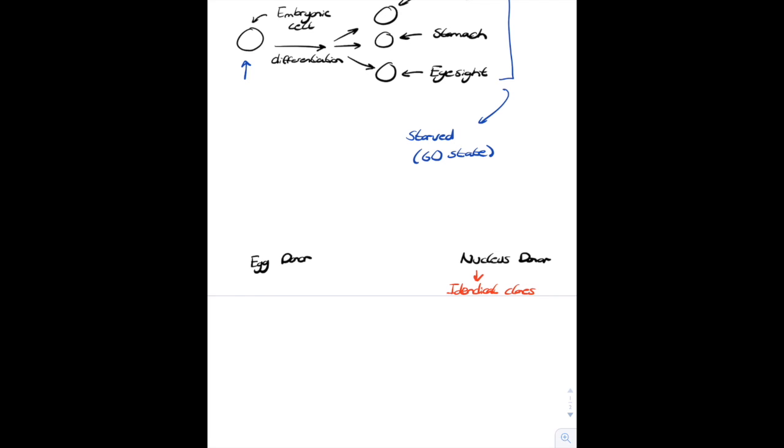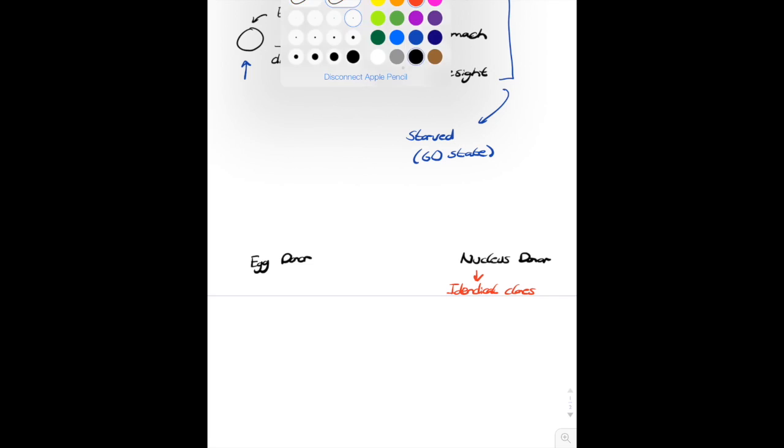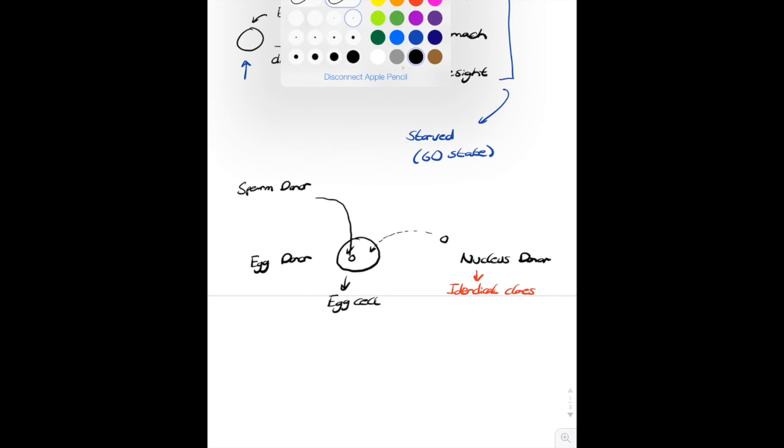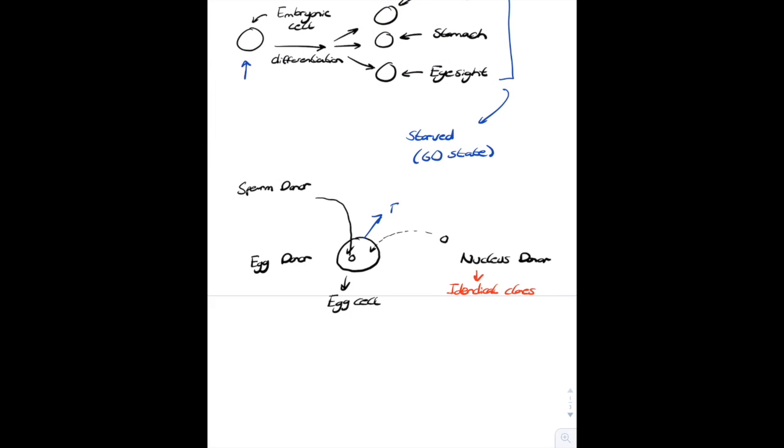So when you take your egg donor and your nucleus donor, basically you're going to have your egg cell. So we'll say that is an egg cell. And you will take your nucleus, and the nucleus will then be inputted into your egg cell. Now, obviously, in order for that to be fertilized, you're going to need a sperm donor, where then sperm will come in and fertilization will occur.